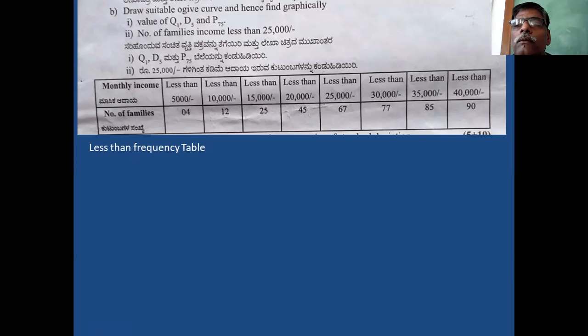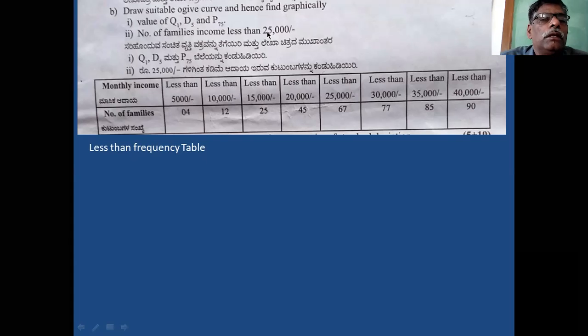Okay, with the help of a graph. They asked to calculate with the help of a graph. I will calculate with the help of the graph as well as with the help of the equation. First of all, you see the table. And the second question is the number of families with income less than 25,000.